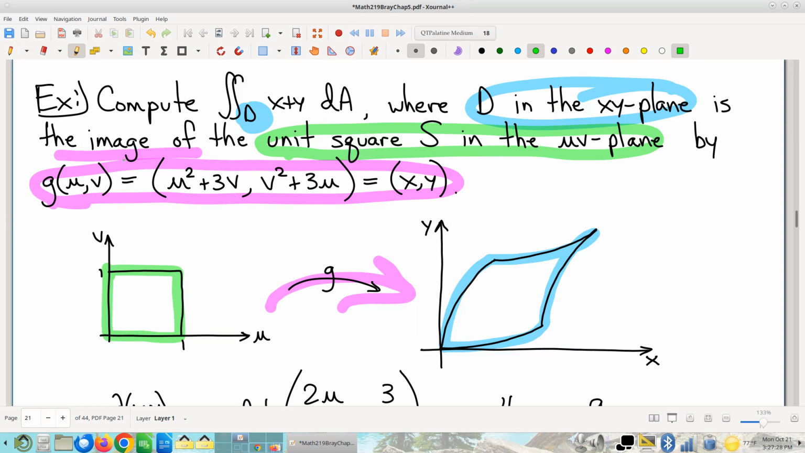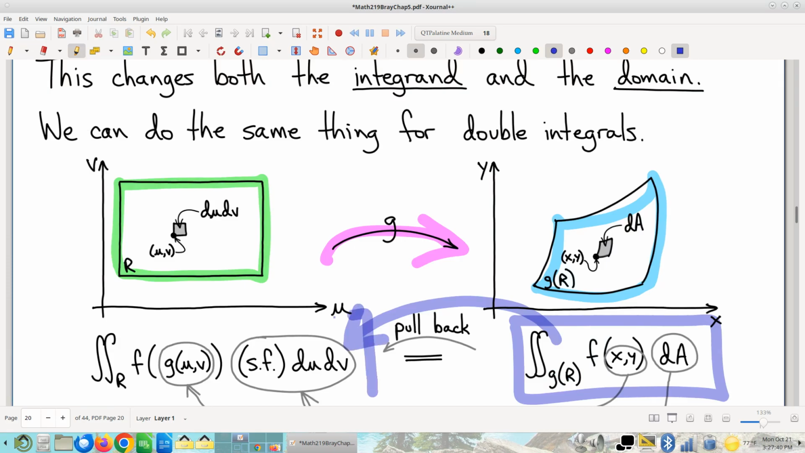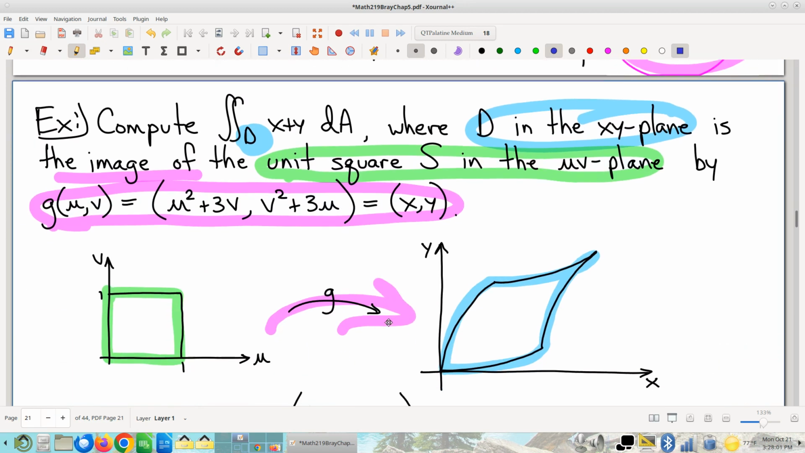And keep in mind, the big idea of change of variables is that I'm going to take the integral that I was given and rewrite it as a different integral in the UV plane, effectively going backwards through the function that goes forwards. So again, I like to call this a pullback, and I like to call this new domain that I have in green here the pullback domain. Okay, so again, perfectly set up for this.